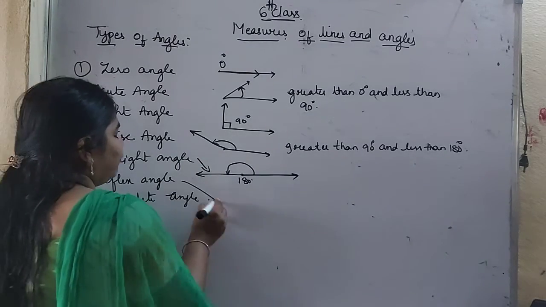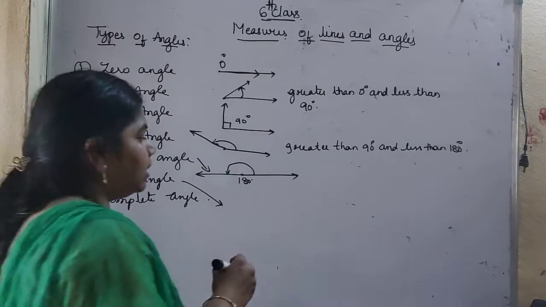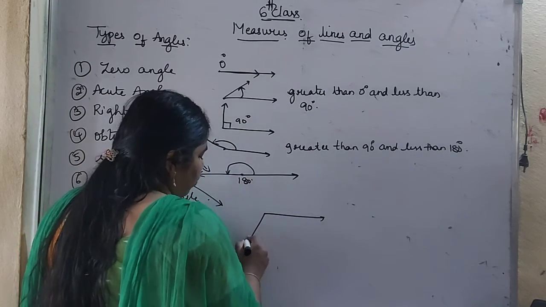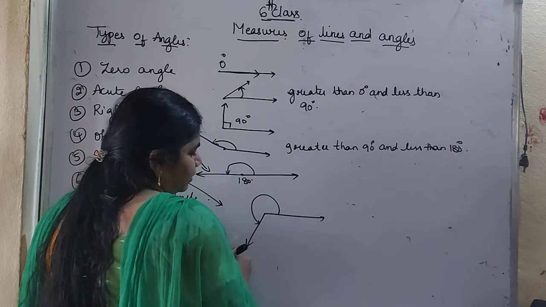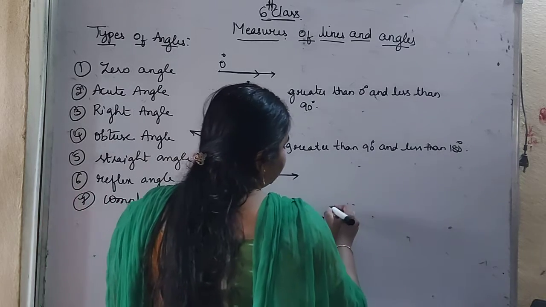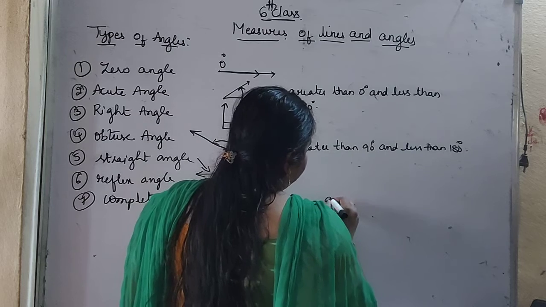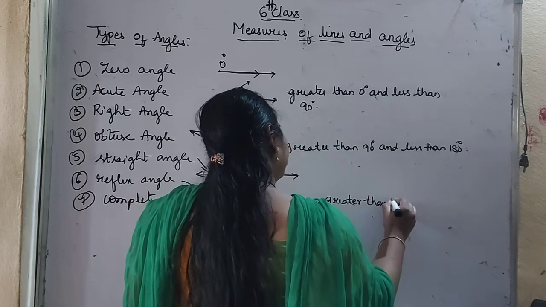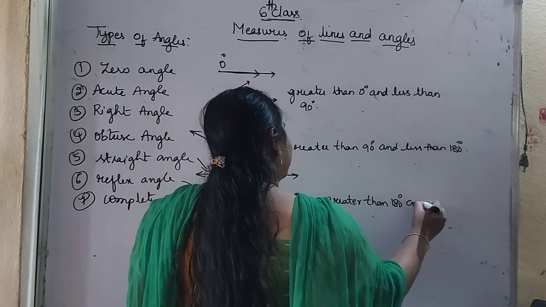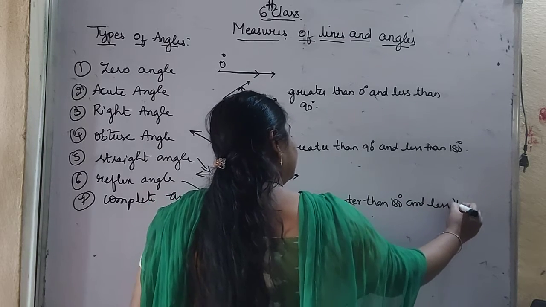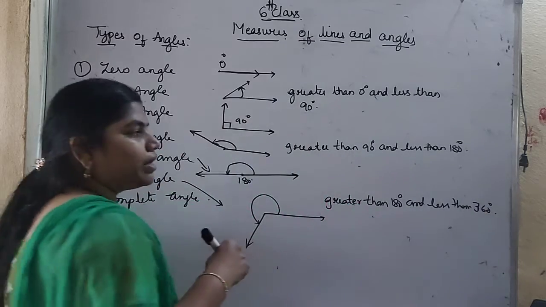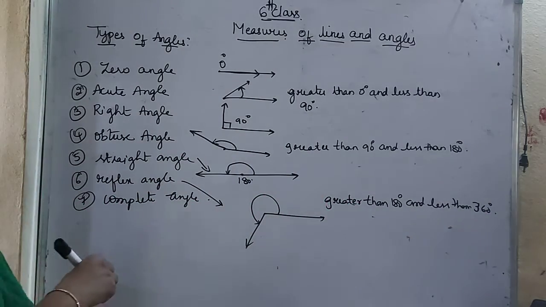Next one is reflex angle. What do you mean by reflex? Reflex is nothing but this ray has moved down now like this. So what is this? This is called a reflex angle, that is greater than 180 and less than 360. So that is called a reflex angle. Next is complete angle.